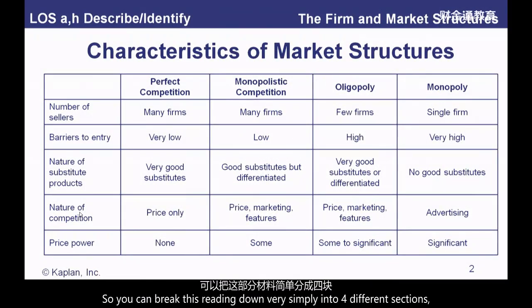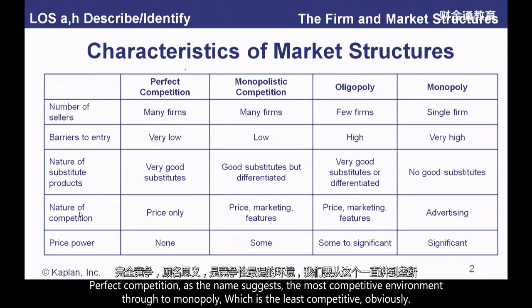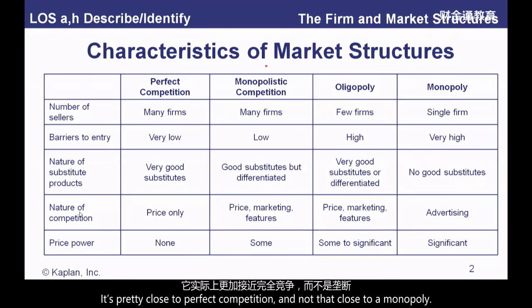So you can break this reading down very simply into 4 different sections, starting with perfect competition on the left and going all the way through to a monopoly. Perfect competition, as the name suggests, is the most competitive environment, through to a monopoly, which is the least competitive, obviously. In the middle, be a little bit careful. Just remember, monopolistic competition, despite its name, is pretty close to perfect competition and not that close to a monopoly.